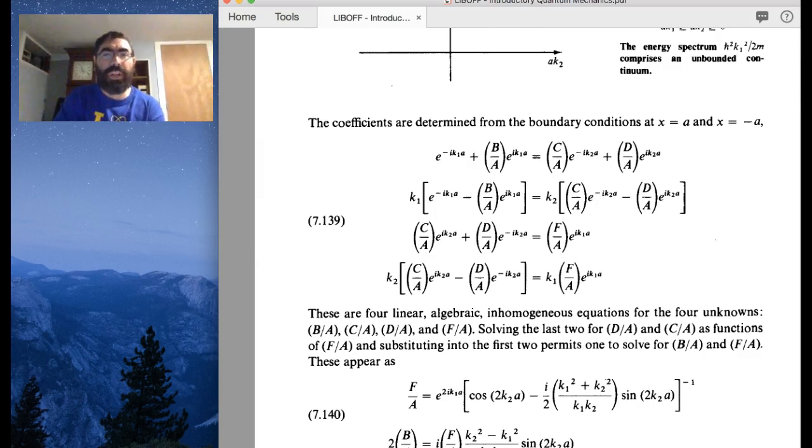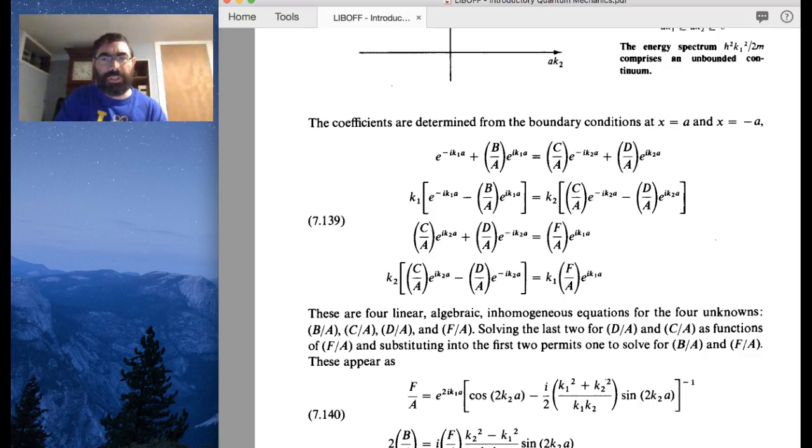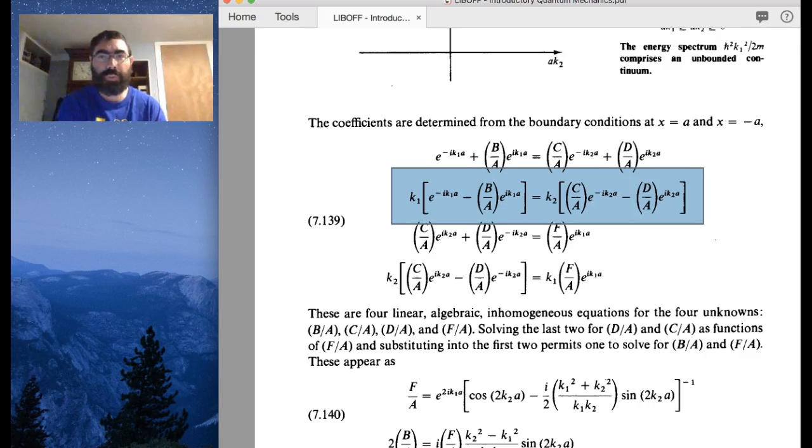So we basically have 4 equations for the boundary conditions. The first equation is the boundary condition where the wave function in region 1 is equal to the wave function in region 2, evaluated at the boundary where x is equal to minus a. The second equation is the boundary condition where the first derivatives with respect to x are equal. So the wave function and the change in the wave function have to be continuous.